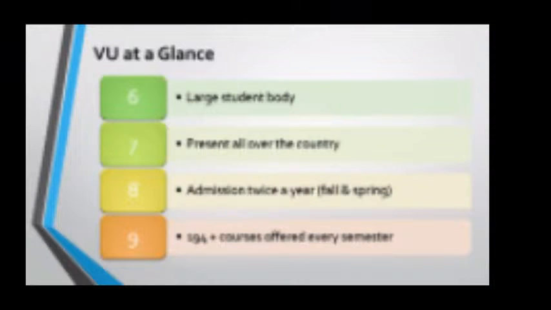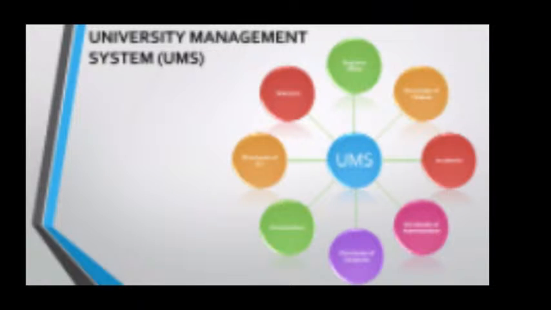We have a large student body. Currently, we have 80,000 active students in the fall semester. And against that, our faculty, guess what? It's only around 400 faculty members who are handling 80,000 students. We are covering the entire country. We have admissions twice a year, and we are offering 194 plus courses. So this is a sketch of our UMS, University Management System. We have all under the e-systems.